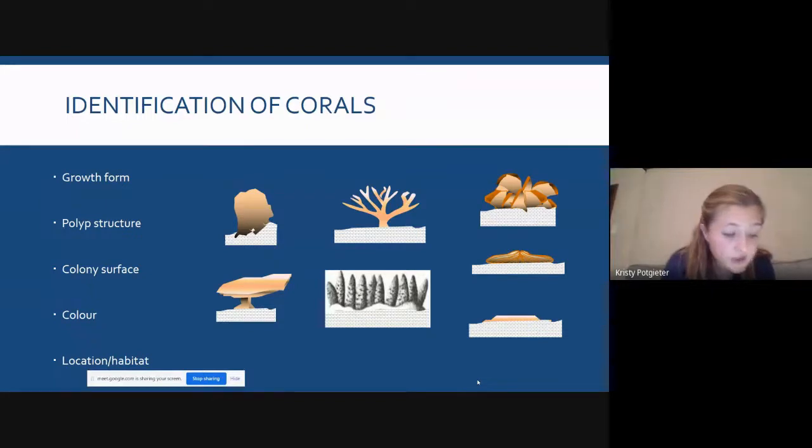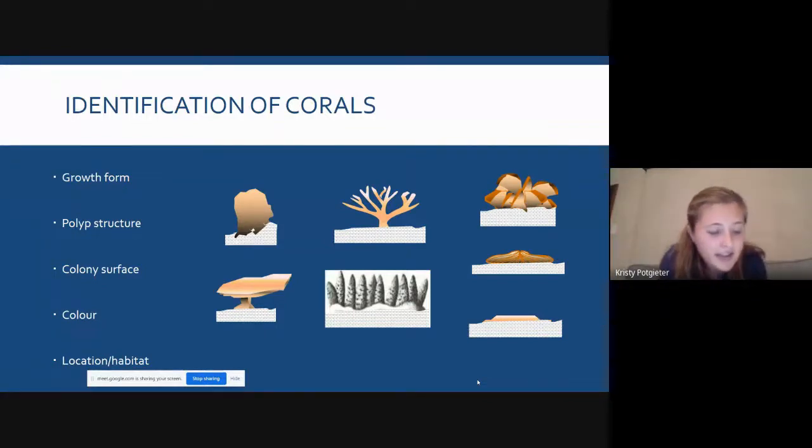The colony surface, so you can have a look at the colony surface. Do the coral walls look quite flat, or are the walls quite raised and kind of bumpy looking? What shape are the corallites and how big are they? Also, you can look at the spacing in between coral polyps. Are they quite tightly packed, or are they quite spread out over the surface?